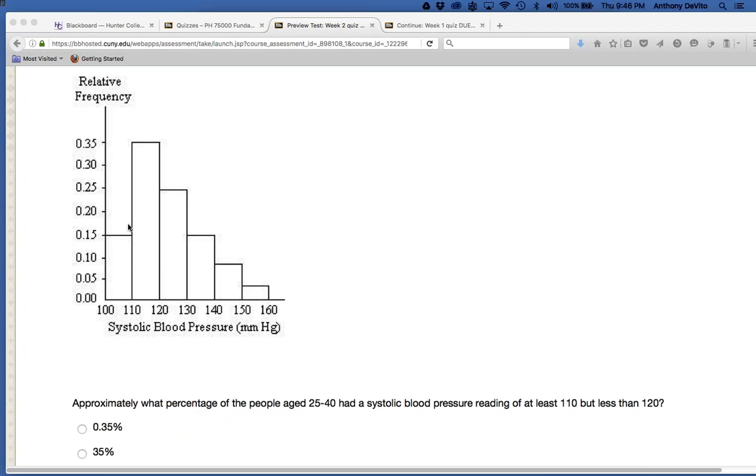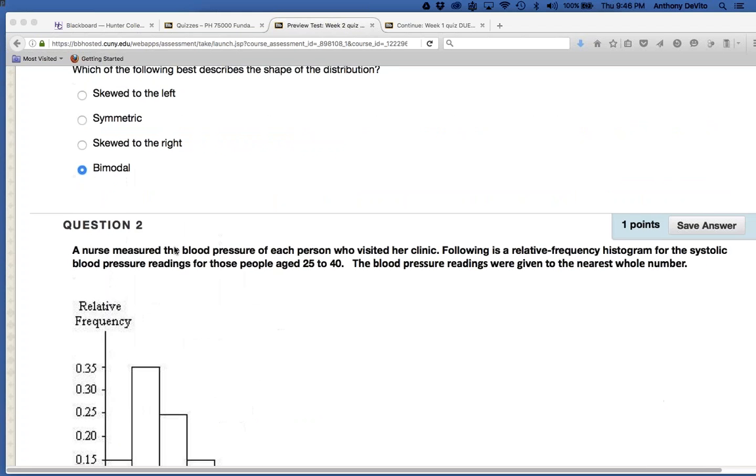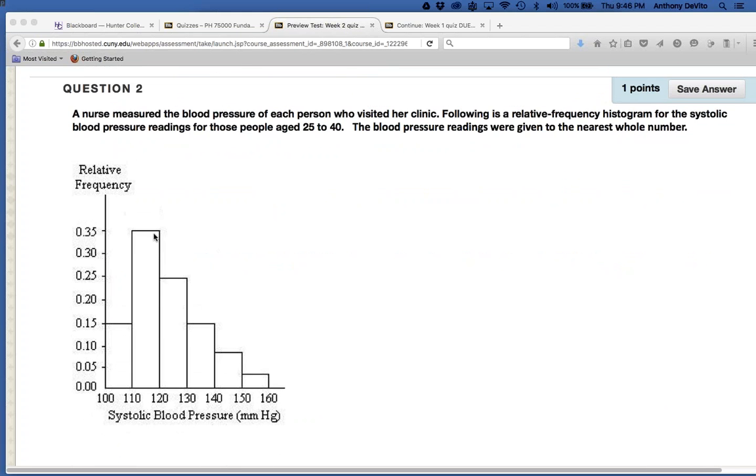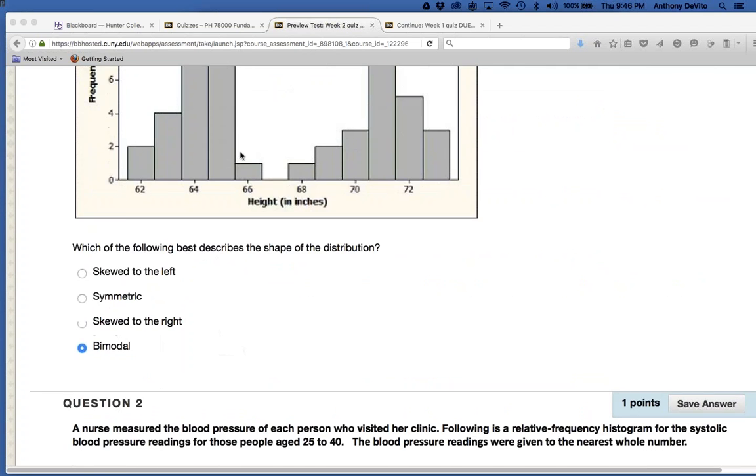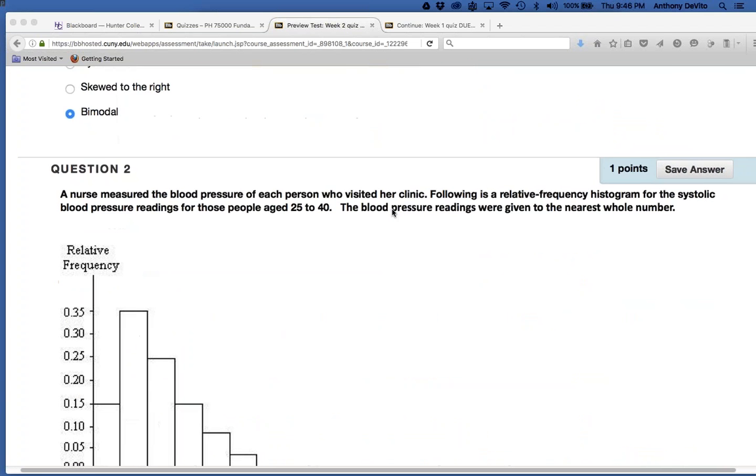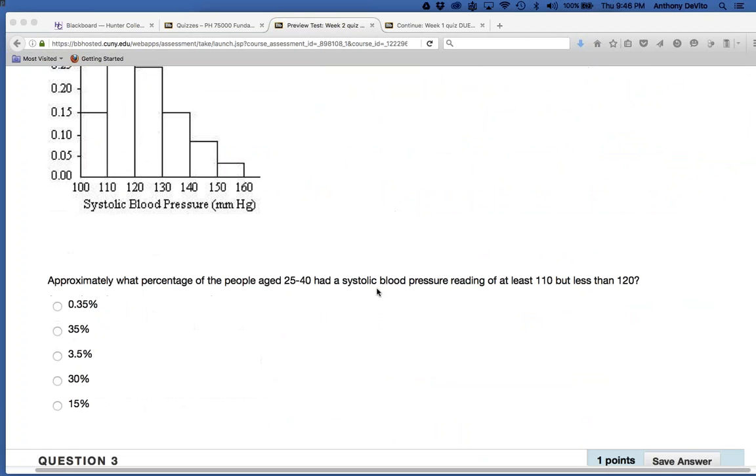Now, if it's 100 people, this would represent 15 people. If it's 200 people, the 15% would represent 30 people. But we're looking at it a little bit differently. We're looking at it as percentages, relative frequency, rather than the actual frequency here. So let's keep that in mind as we answer this question.